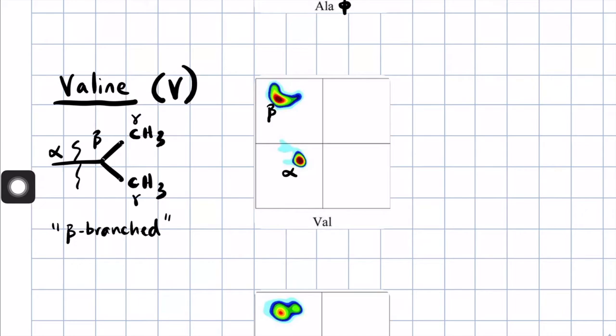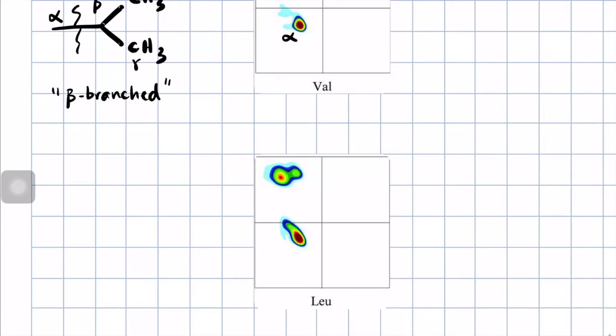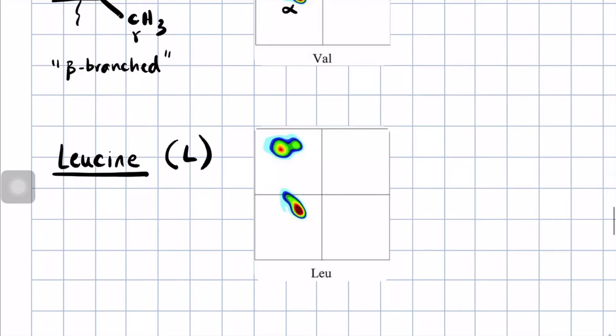All right. Next is the amino acid leucine, one letter code L, three letter code LEU. And the leucine side chain looks like this. So here's the alpha carbon, squiggly line, beta carbon. Then we go to a gamma carbon, and then that gamma carbon has two methyl groups attached to it, and we would call those both delta carbons.